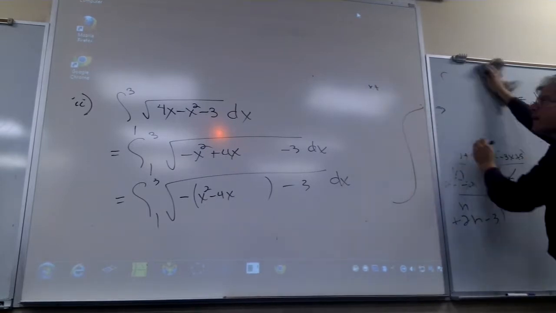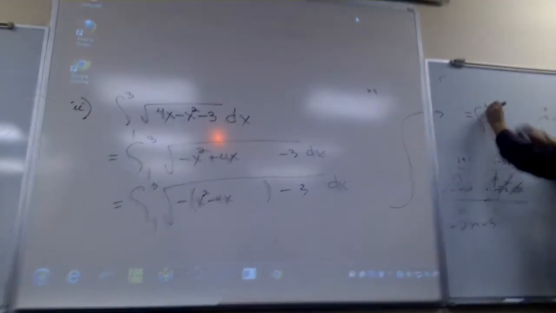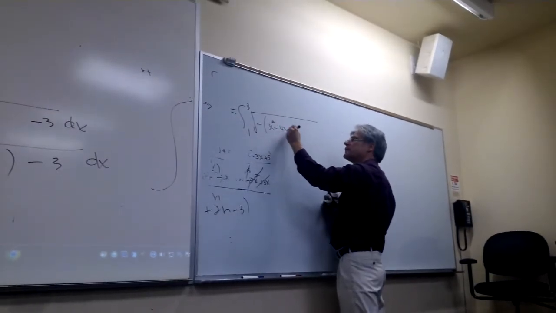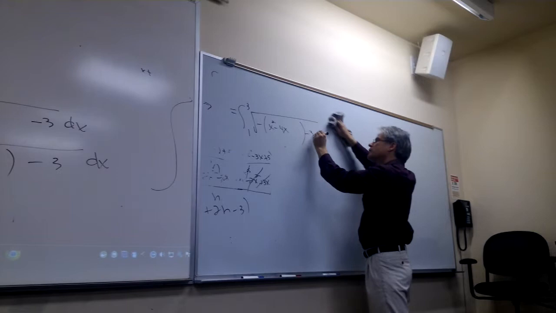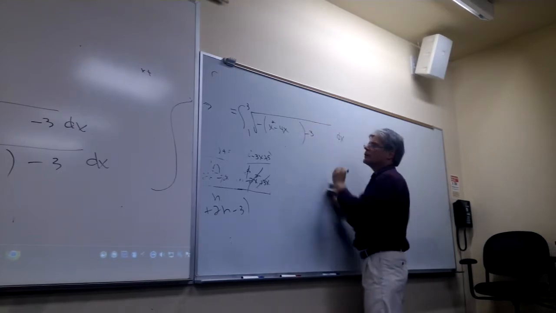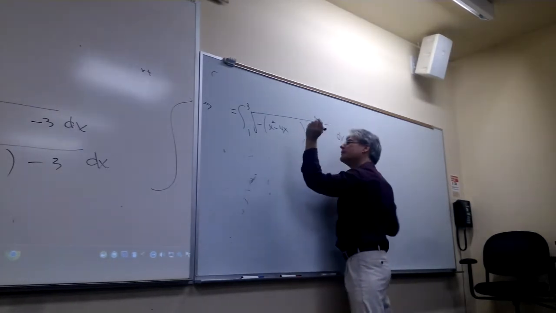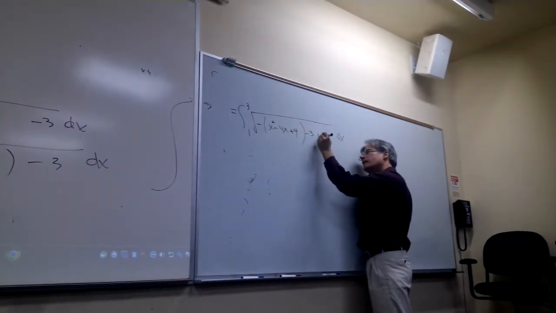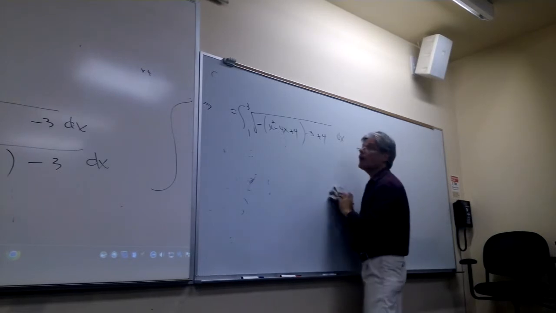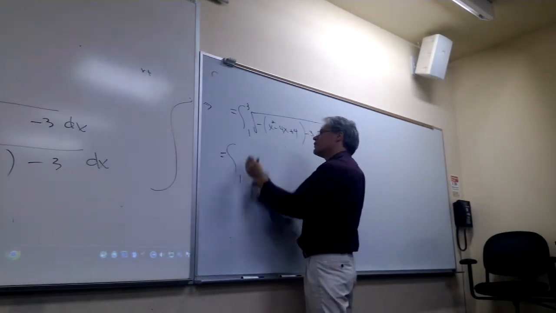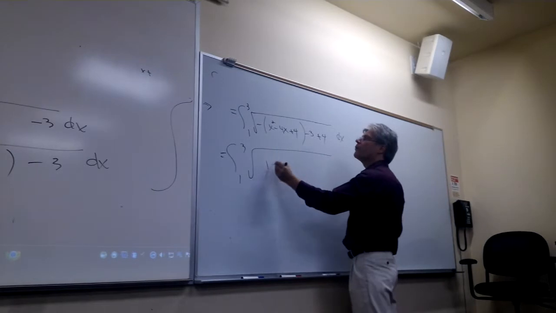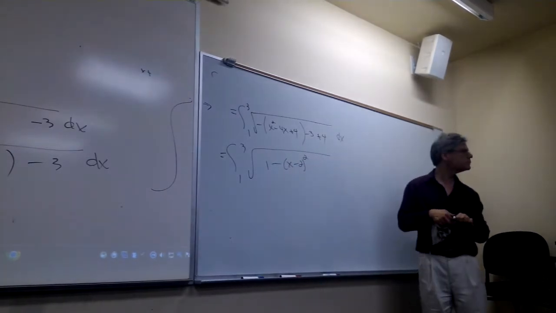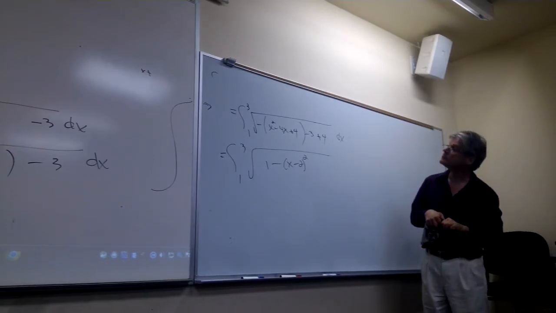parentheses. And therefore, I think I'm left with the integral from 1 to 3 of the square root of negative x squared minus 4x, leave myself a bit of room, minus my 3. Oh, you guys, I'm getting tired of hearing my voice. Well, plus 4. Plus 4. Nice. And I think that leaves me with the integral from 1 to 3 of the square root of 1 minus this perfect binomial square. Plus 1. Oh, you're right.